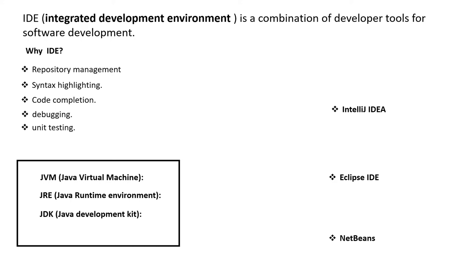Java Runtime Environment, or JRE. A runtime environment is software that runs other software. So it contains the Java class libraries, the Java class loader, and the JVM. The class loader loads classes and connects them with the class libraries. JDK allows developers to create Java programs that can be executed and run by the JVM and JRE.